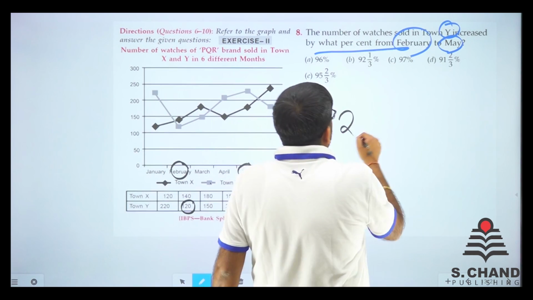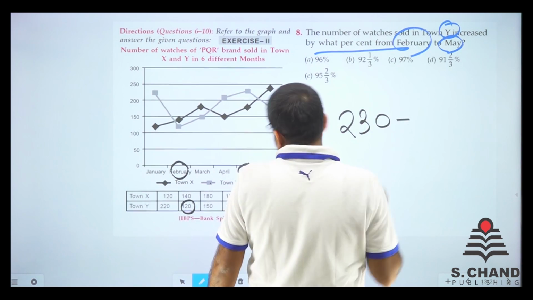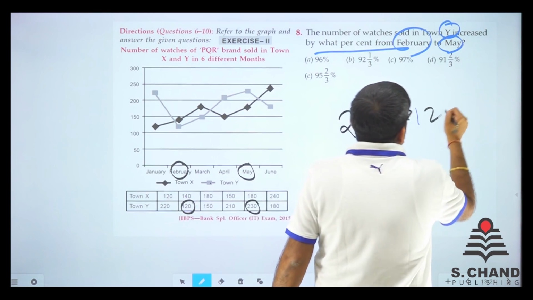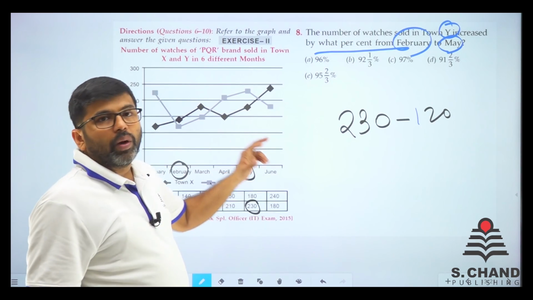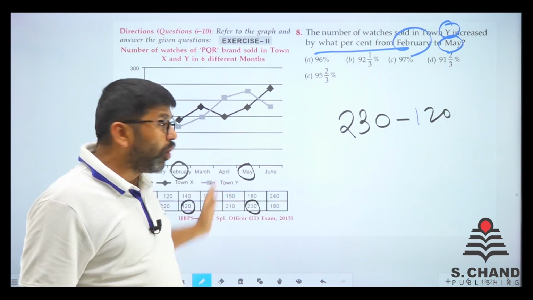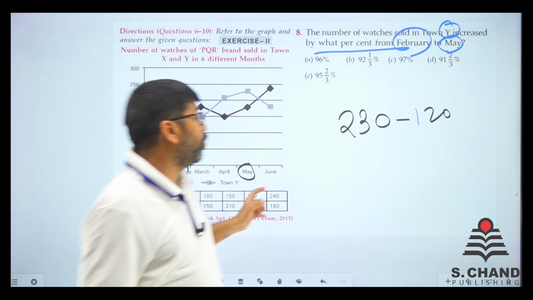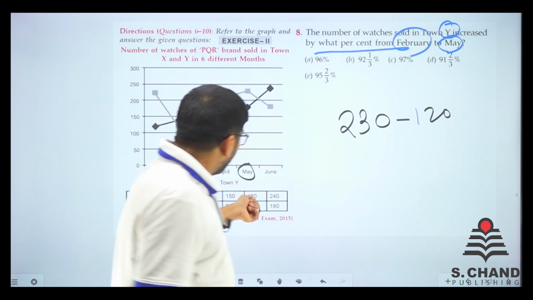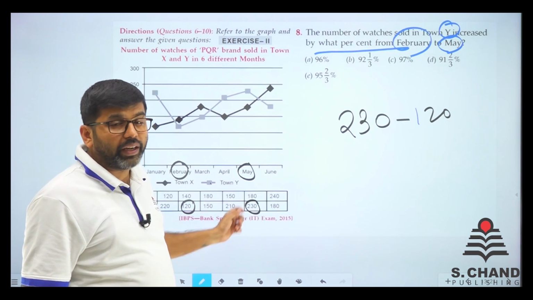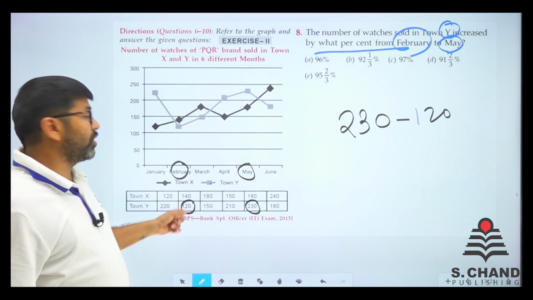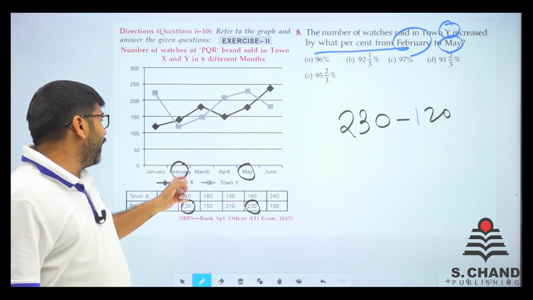So what we do is, first calculate 230 minus 120. Why am I doing this? Because I just want to know what is the difference, what is the total increase. We find the number of watches sold in town Y in May and the number of watches sold in town Y in February.